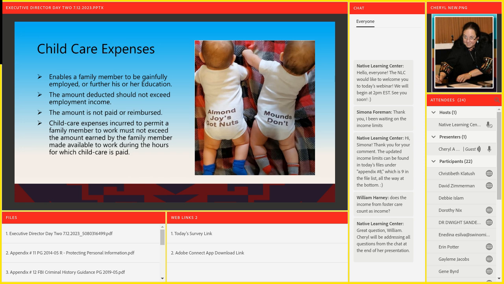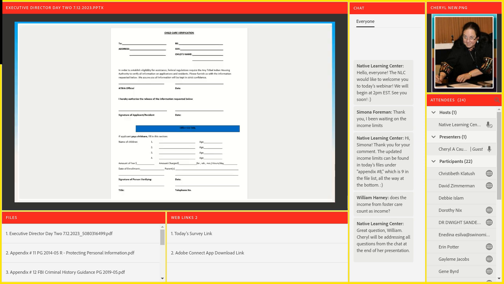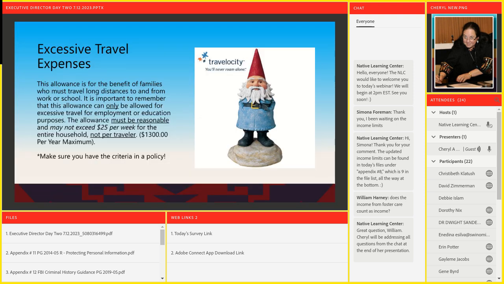And you should be verifying the hours in which that childcare is paid. So they shouldn't be paying for childcare from 8 to midnight if they're working from 9 to 1 in the afternoon. So get a child care verification form and put one together.